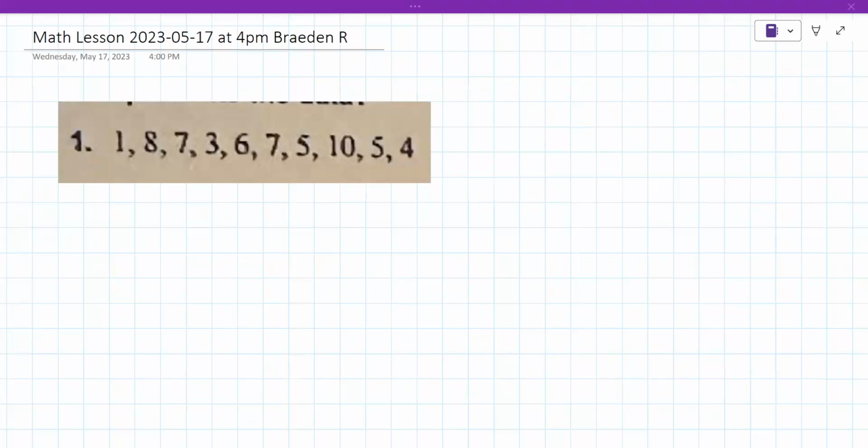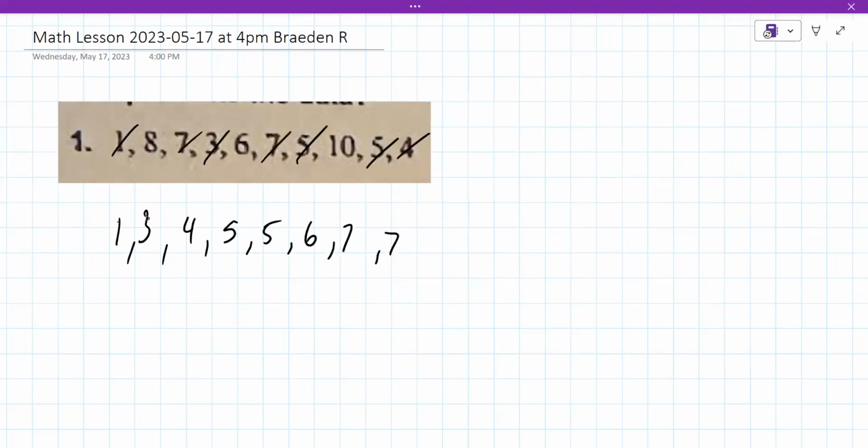All right, so you've got to find the mean, median, and mode of the data set. Your teacher hasn't put this in order, which is frustrating, so you've got to do that. 1, 3, 4, 5, and 5, 6, 2 7s, 1 8, and a 10.